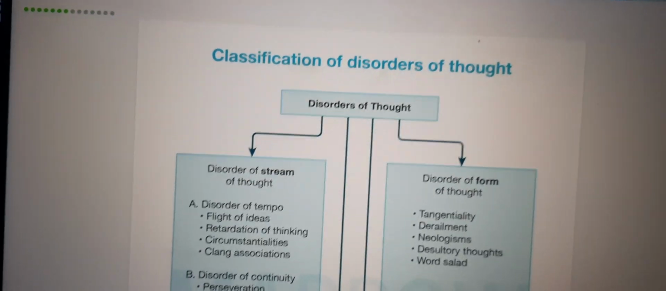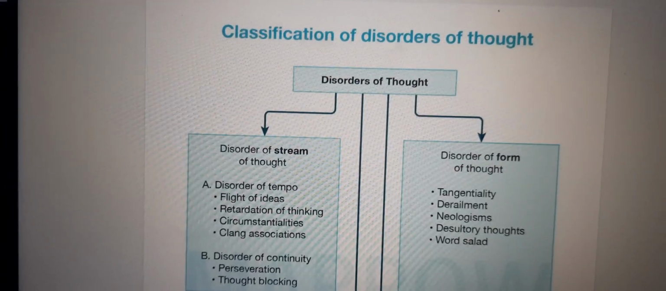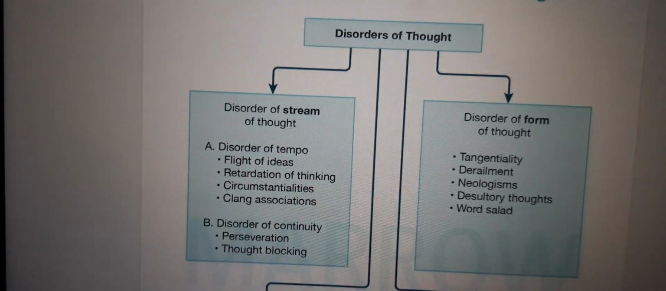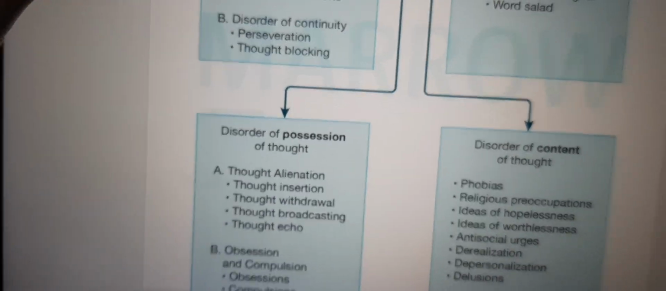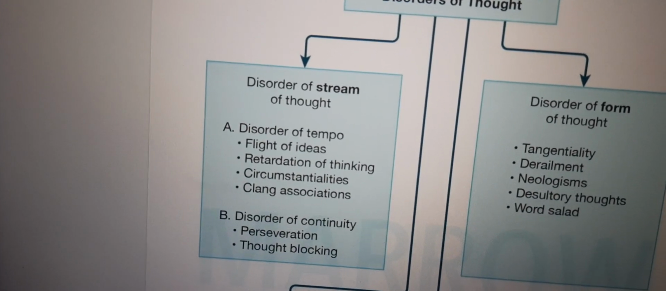Hey guys, in this video we are going to study classification of disorders of thought. Disorder of thought has been classified into 4 parts: disorder of stream, form, possession and content. In disorder of stream of thought there is a disorder of tempo and a disorder of continuity.